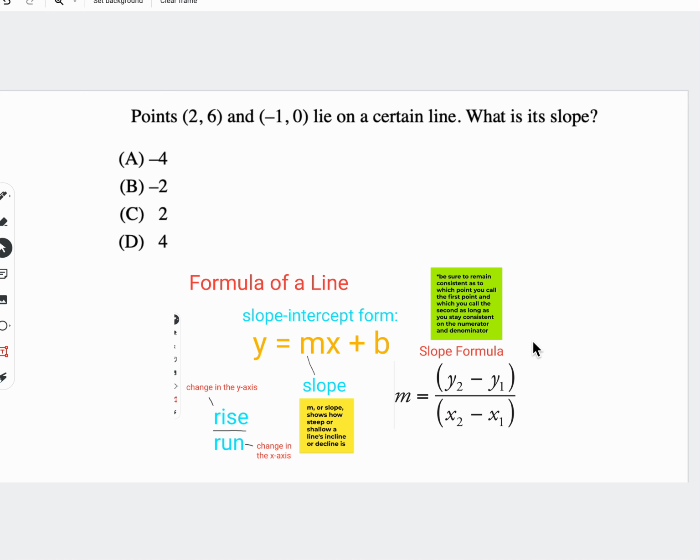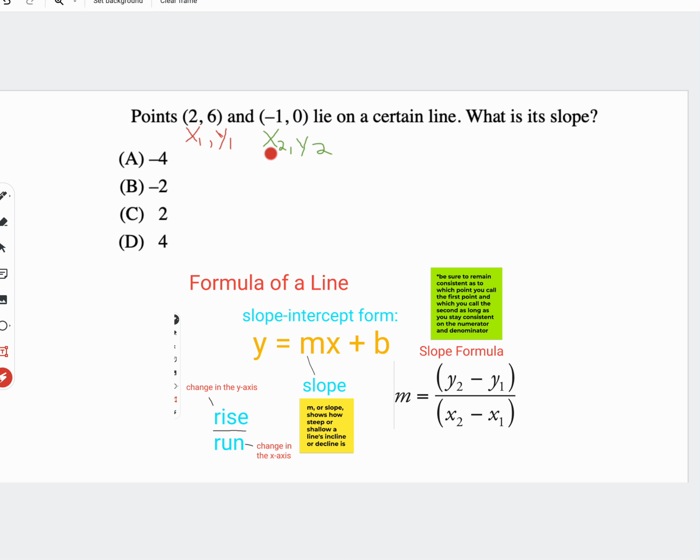Here we can use the slope formula for our xy ordered pairs. Let's call 2, 6 our first point, x1, y1. And negative 1, 0 can be our second pair, x2, y2. So let's put that into our formula. We'll plug these values into our slope formula.